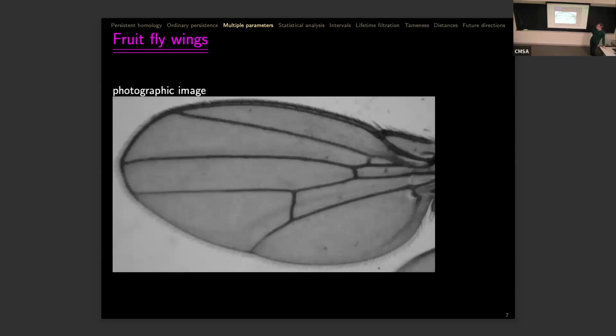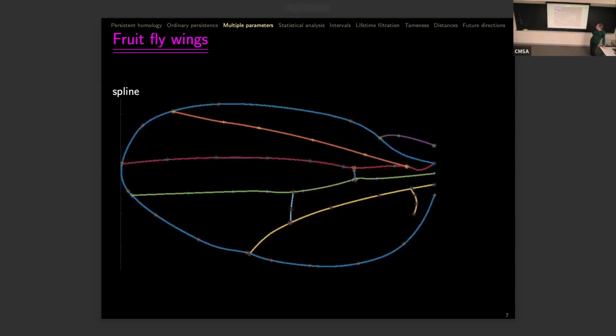So here's a photographic image. This is how the data are acquired, and then what the biologists actually hand us is this. These are splines that are made from the photographic image, and they have methods of doing this automatically. The data set that they have available has 1 million fly wings. All these images were taken by hand over a period of 20 years by various undergraduates and so on. So there's a very large data set. In any case, this is what we get. These are quadratic splines.